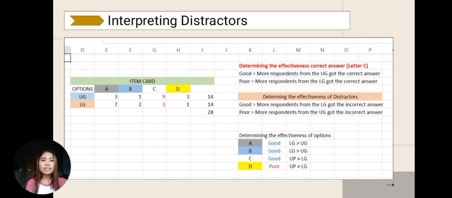And lastly, determining the effectiveness of options. In option A, it is good because the lower group is greater than the upper group. And in option B, it is also good because the lower group is greater than the upper group. In option C, it is also good because the upper group is greater than the lower group, since it is the correct answer. Hence, it is necessary that the upper group should have the correct answer. And in option D, it is poor because the upper group is greater than the lower group.